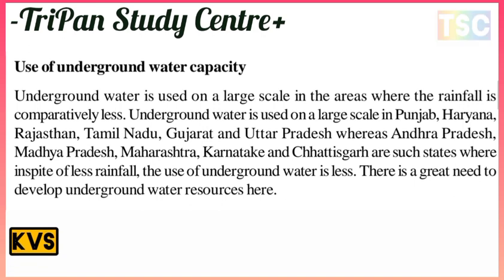Next, the use of underground water capacity. Underground water is used on a large scale in the areas where the rainfall is comparatively less. It is used on a large scale in Punjab, Haryana, Rajasthan, Tamil Nadu, Gujarat and Uttar Pradesh, whereas Andhra Pradesh, Madhya Pradesh, Maharashtra, Karnataka and Chhattisgarh are also states where, in spite of less rainfall, the use of underground water is less and there is a great need for the development of underground water resources here.